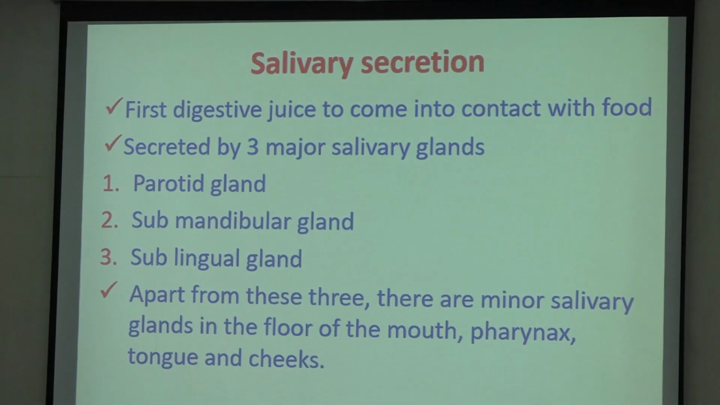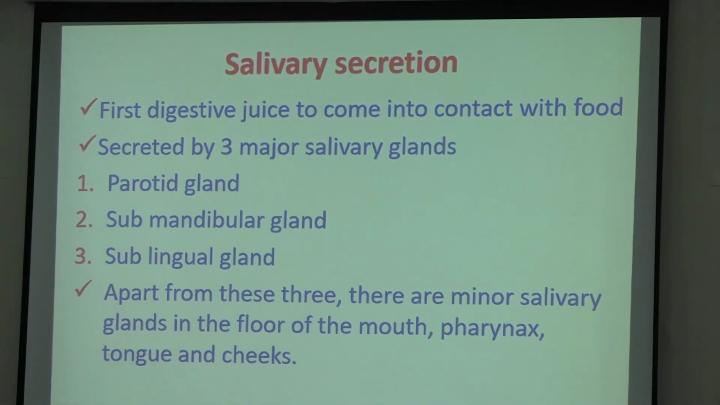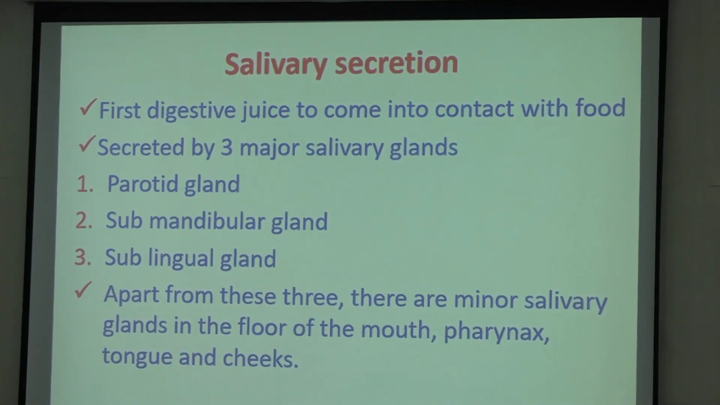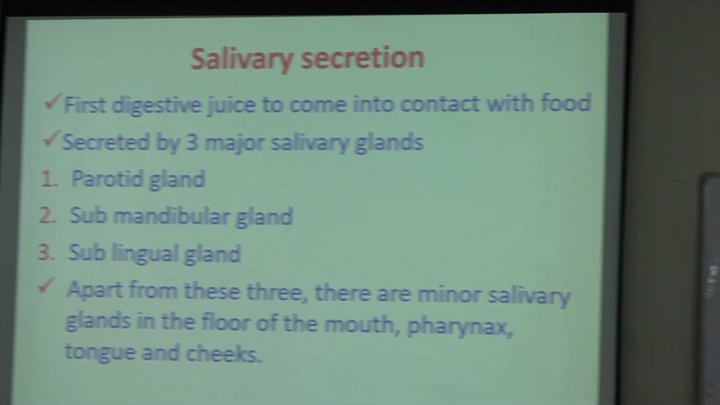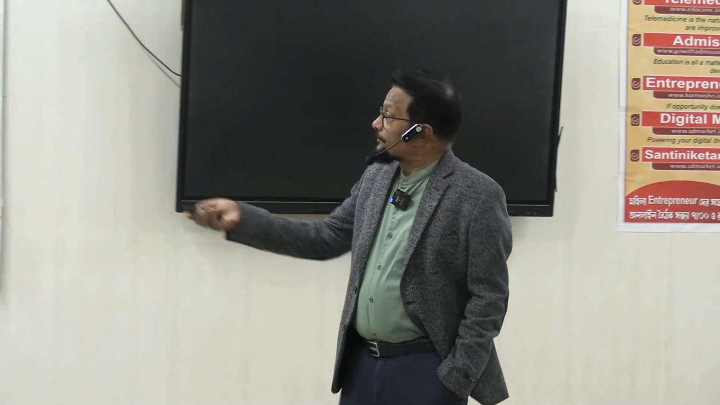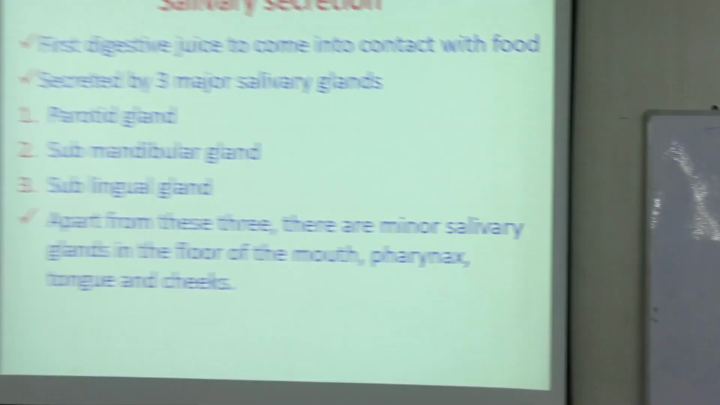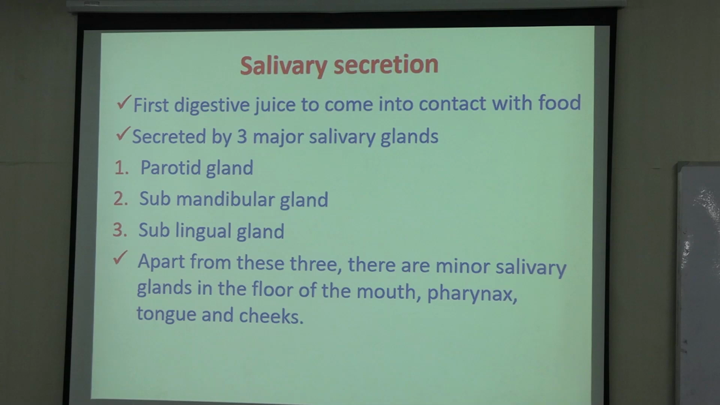Here in the buccal cavity, food will be masticated, and before that time, saliva will be secreted. During mastication also, saliva will be secreted. We will come to what the different stimulations for salivary secretion are. So we have seen there are three major salivary glands, three pairs: parotid, submandibular, also called submaxillary, and sublingual.